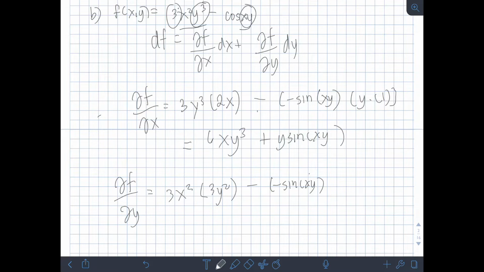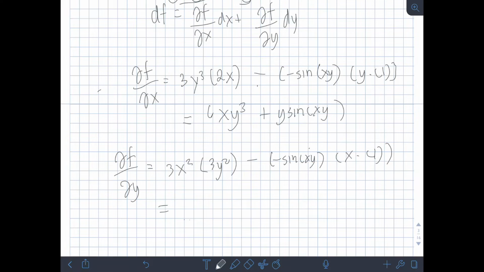Bali, ang constant naman dito si x. So, parang tatabi lang si x, and derivative ng y is 1. So, therefore, we have 3 times 3 is 9, and then x squared, y squared for the variables, and then x times 1 is x, and negative times negative is positive. So, we have positive x sine xy. So, therefore, this is the partial derivative of f with respect to y.